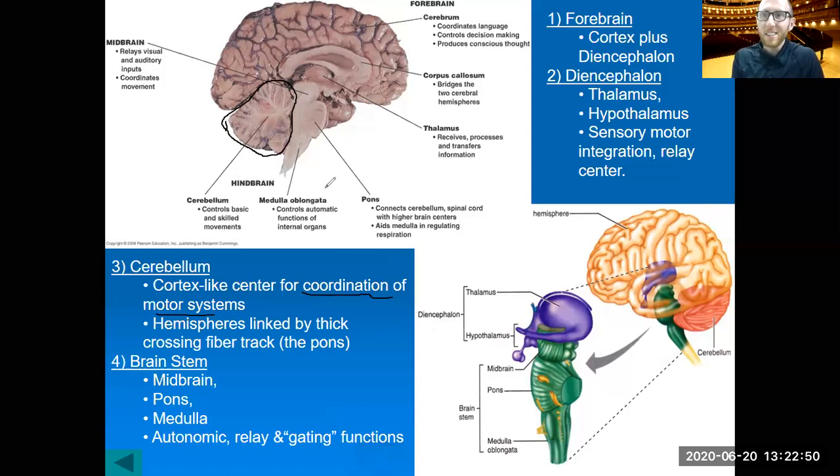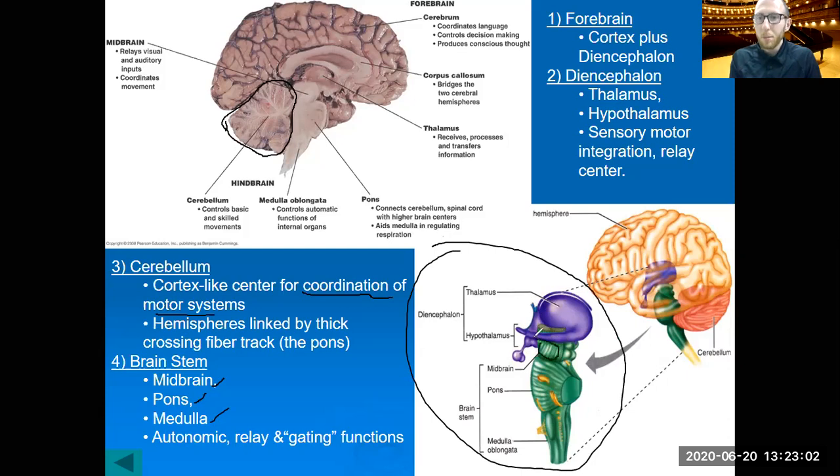And then lastly, the brain stem. We mentioned it was the midbrain, the pons, the medulla. You can see a great picture of it over here. The midbrain's a tricky one because it's kind of just wedged in between the pons, which is much more prominent, and the diencephalon. But do know there is something called the midbrain in there as well.